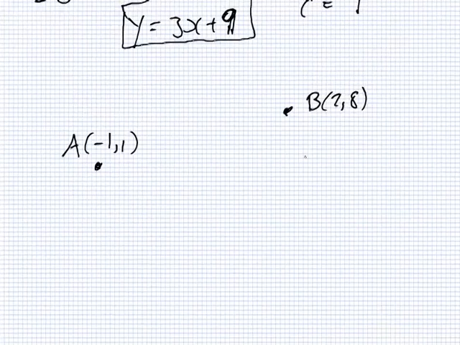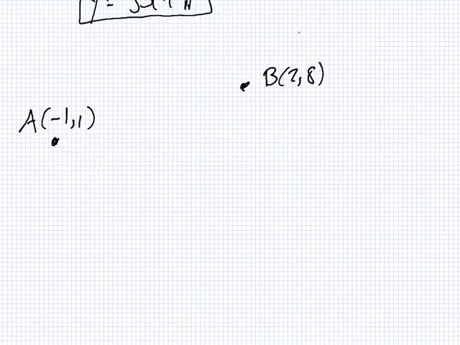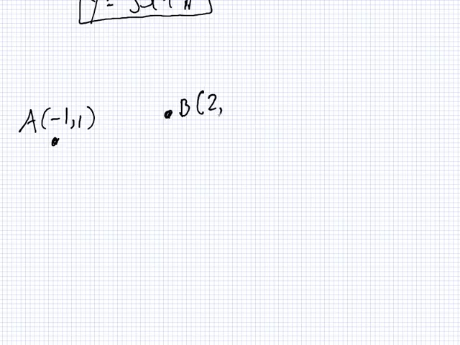Right. Let's put A here, (-1, 1). B here, (2, 8). Let me draw that again a little neater. B here, (2, 8), and then C here, (5, 6). And we have this line which goes from B to C.